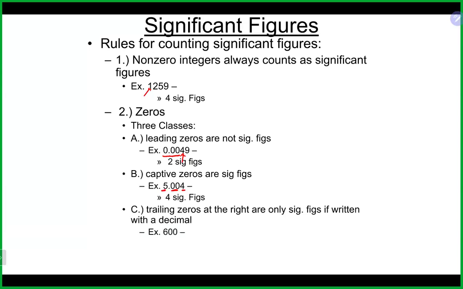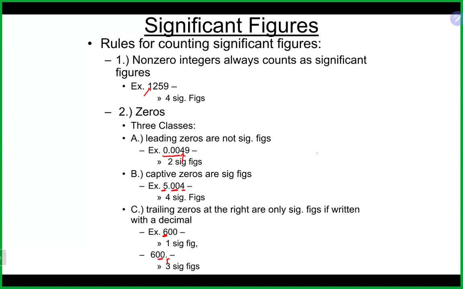So if you have 600 written like this, how many significant figures would it have? It would have only 1, as there is no decimal point. We don't assume it's there because it's not written, and this would have 1 significant figure. If I wrote 600 like this, it would now have 3 significant figures, as we have a decimal point. So those zeros are going to be significant, and it would be 3 significant figures.